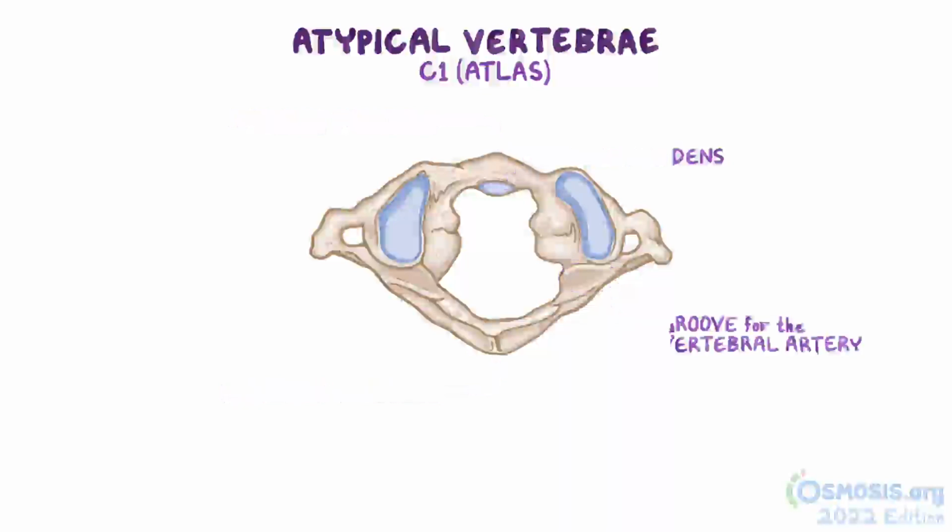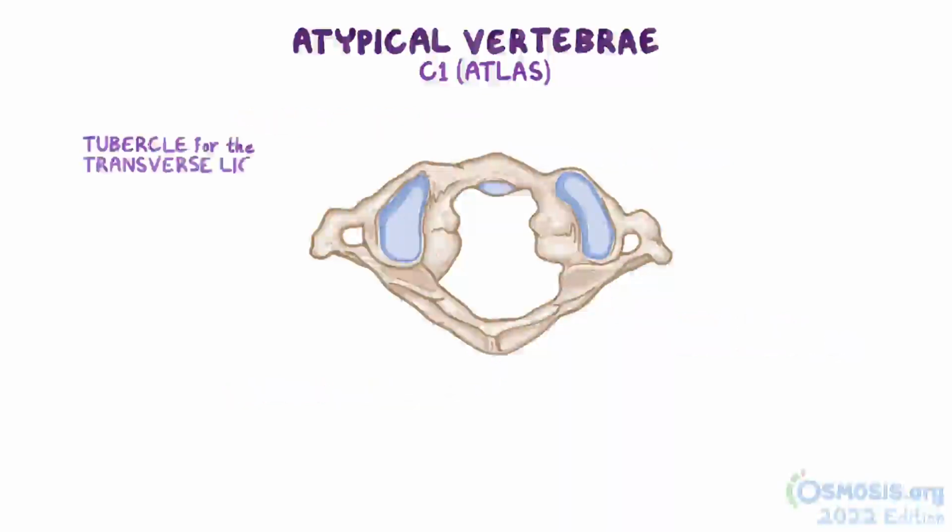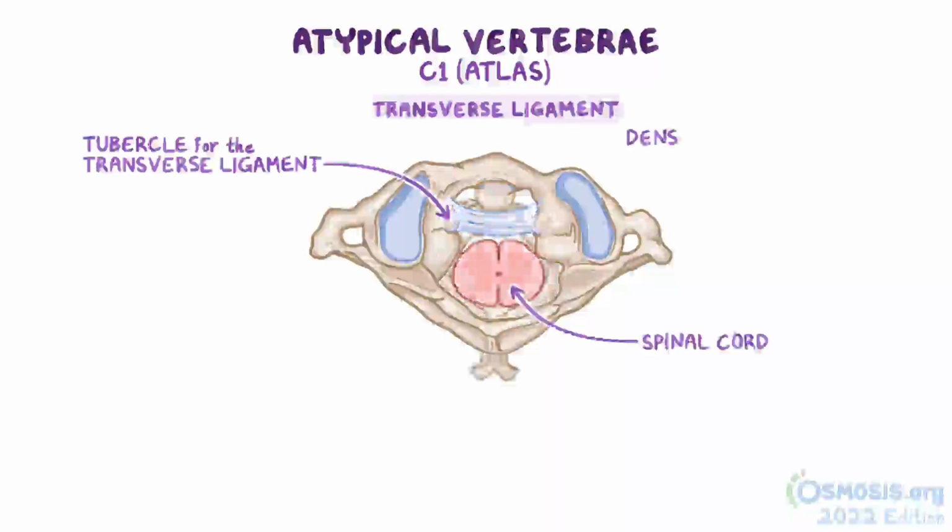On the anterior arch, there's a tubercle for the transverse ligament. The transverse ligament extends from one lateral mass to the other lateral mass on the atlas, passing between the spinal cord and the dens, which is a part of the C2 vertebra.